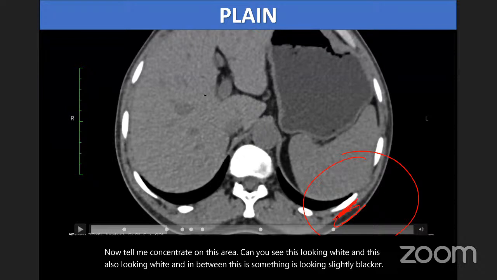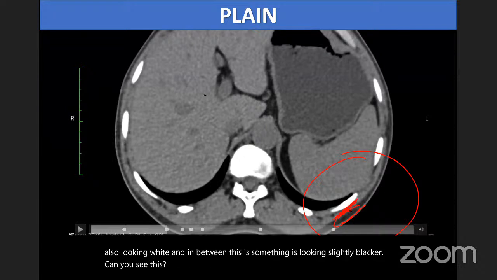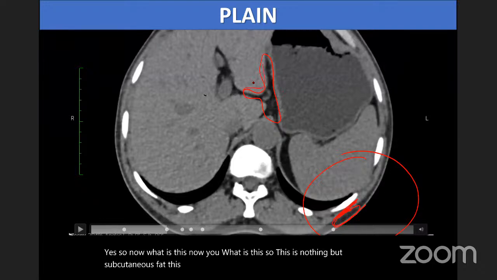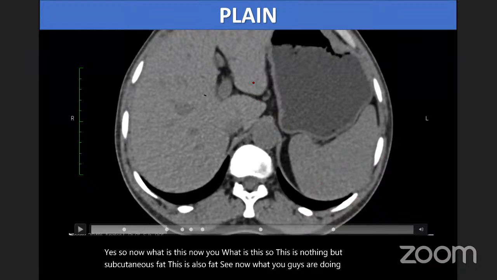Can you see this? Yes. So now you know what this is. So this is nothing but subcutaneous fat. This is also fat. See, now what you guys are doing is, don't interpret a CT like an X-ray.